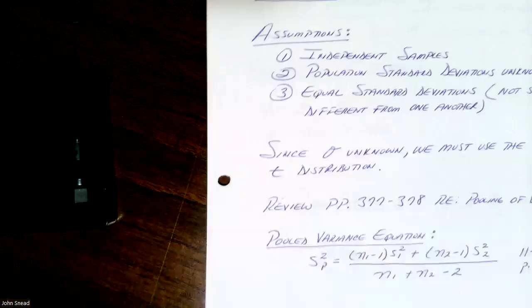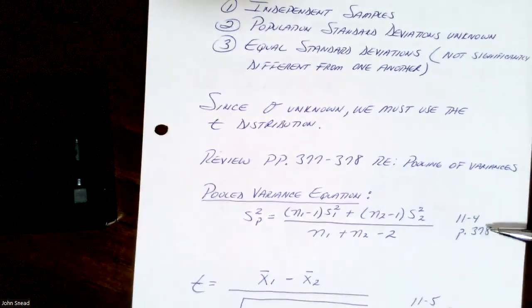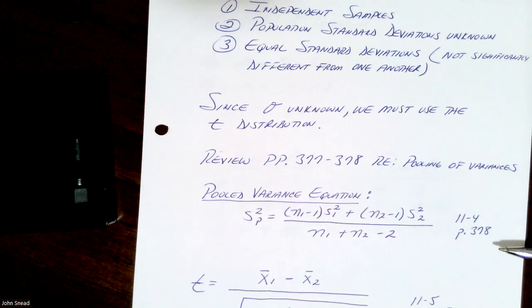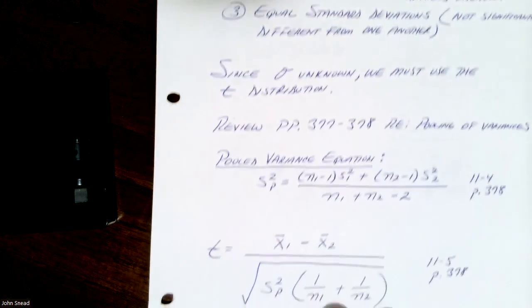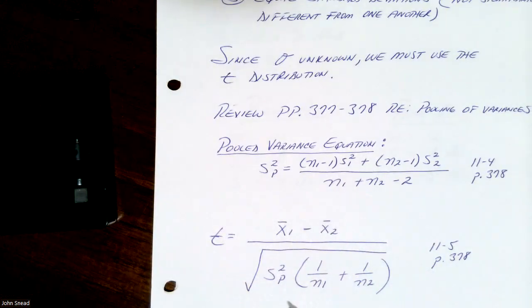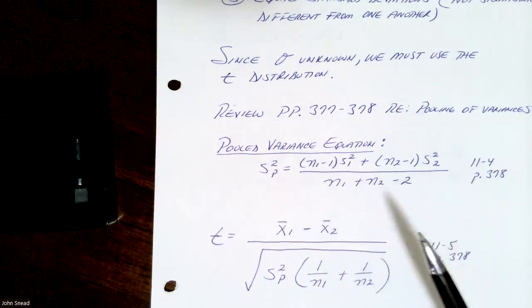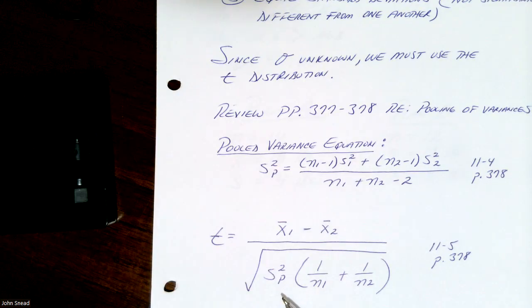We're going to have a pooled variance equation, and we've got this right here. It's equation 11.4 on page 378. What you end up doing is you pool the variance, you get the answer here, and then you insert it into the t equation here. I'm going to go through an example of doing this. But again, once we calculate the pooled variance, it is inserted into this t formula. S squared is the variance, and the P denotes that it is pooled.